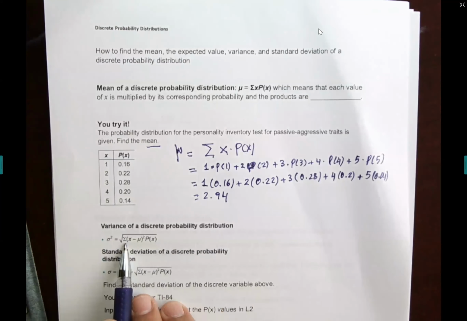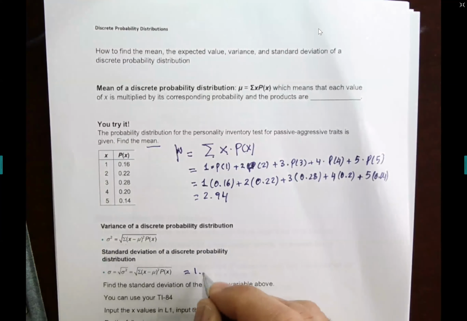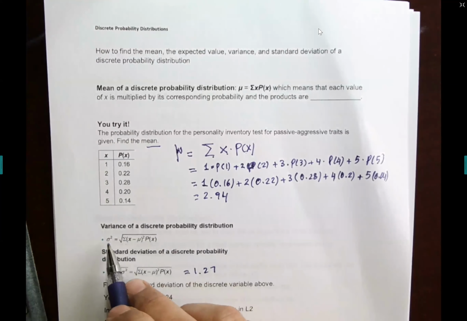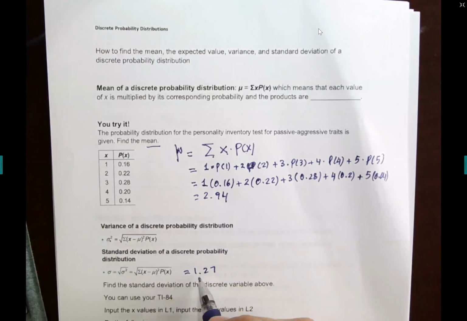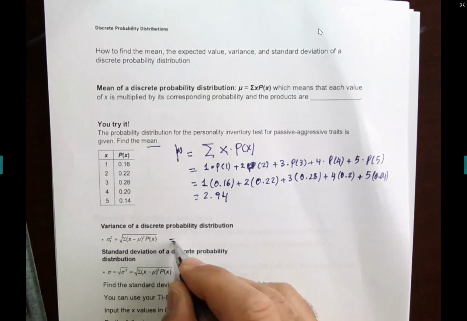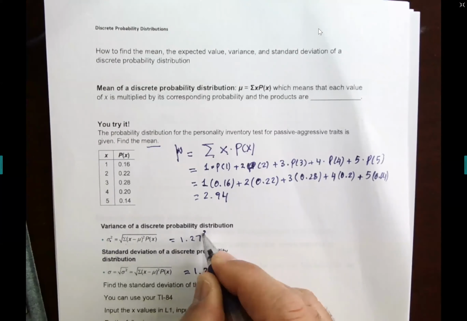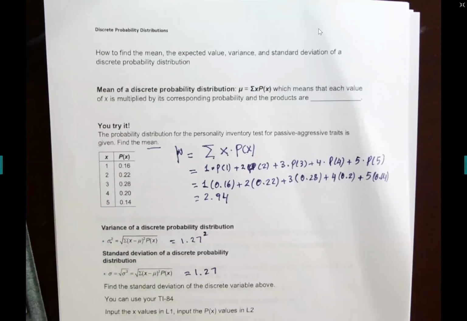There is a formula, guys, but I'm going to allow you to use the calculator. So for this one, it's going to be 1.27. The calculator doesn't give the variance, so once you find the standard deviation, you just square it. So that will be 1.27 squared. I would learn how to do the mean by hand, but it's not necessary to know how to do the standard deviation and the variance by hand. It's a lot of work. But the mean, sometimes it is faster to do it by hand.